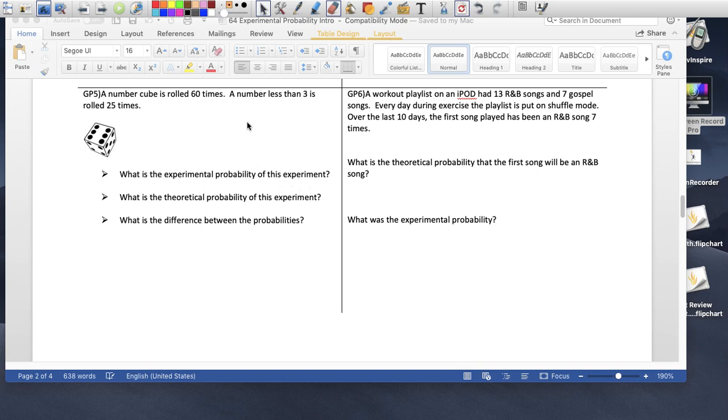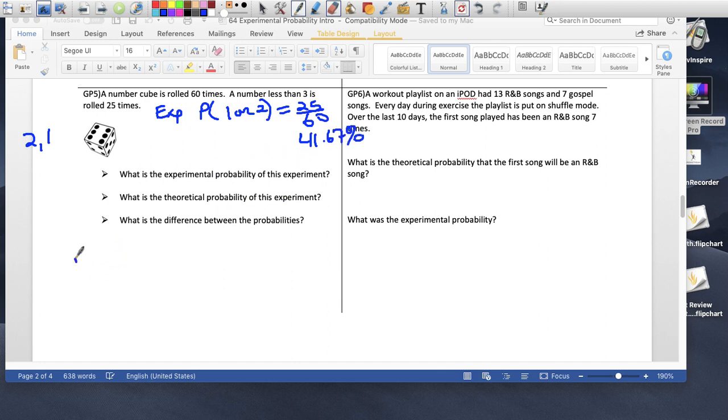A number cube is rolled 60 times. So again, there was an experiment, and we are looking for a number that's less than 3. Less than 3 would be 2 and 1. So the probability of landing on less than 3 is the probability of 1 or 2. And how many times did he land on 1 or 2? 25 times. 25 times out of 60. Again, I don't know if you have to change it to percent, but it's nice and easy to compare. So he landed on 1 or 2, 41.67% of the time.